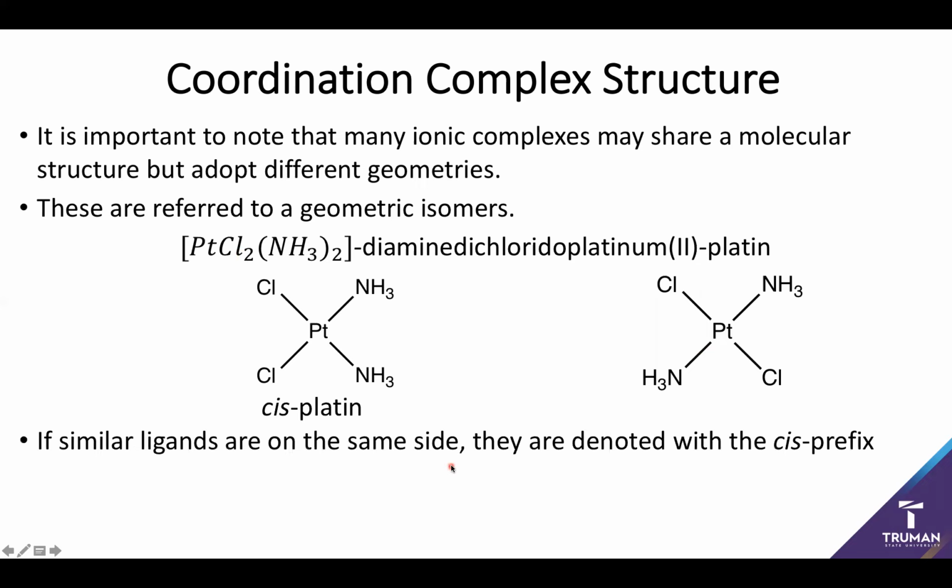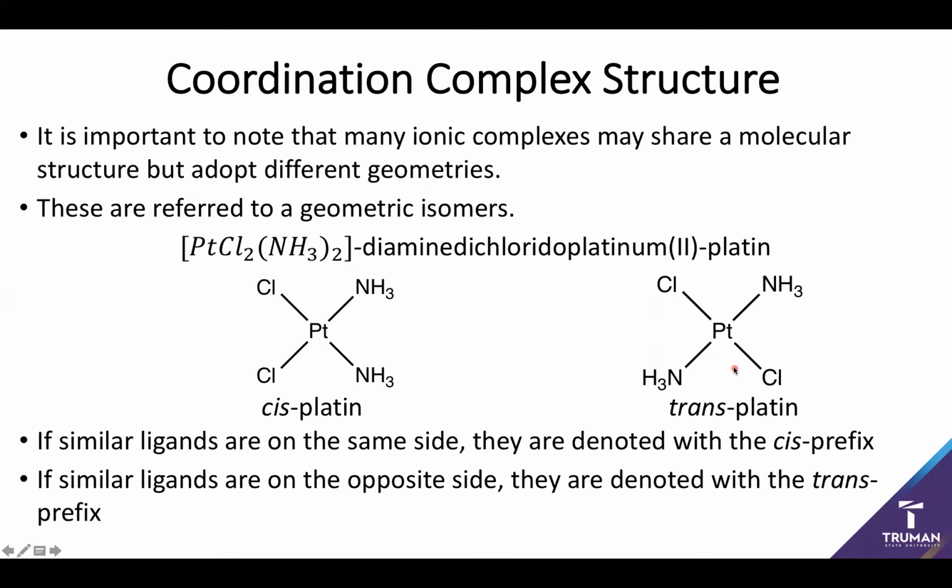Now, if these ligands are on the same side, they're denoted with the cis prefix. So in this case, we have cisplatin because both the chlorines are on the same side, which means so are the amines. Or if they're on opposite sides, this means that they're trans. So in this case, transplatin denotes these two chlorines are on opposite sides. Cisplatin actually turns out to be a very powerful anti-cancer drug, has one of the better, more general efficacies. Transplatin, well, it works, but not really.